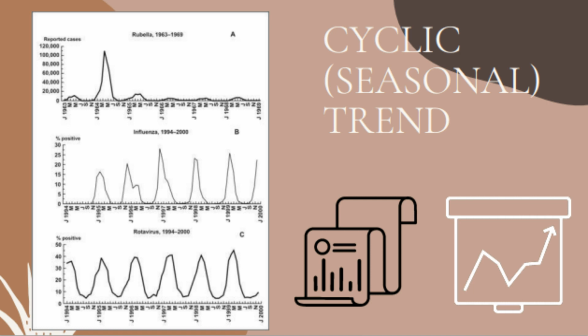So next is the example of seasonal trend, and as we can see on this figure, it shows us the seasonal patterns or distribution of rubella, influenza, and rotavirus. As we can see in the first graph, the rubella is at peak during March to June, and as we can see also, in 1964 the reported cases were so high because at that time the rubella vaccine was still not available. So next is the influenza, which is at peak in November to March, and of course lastly the rotavirus, which is at peak in February to April.